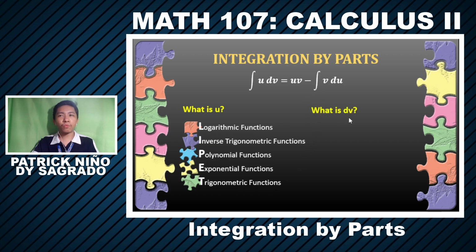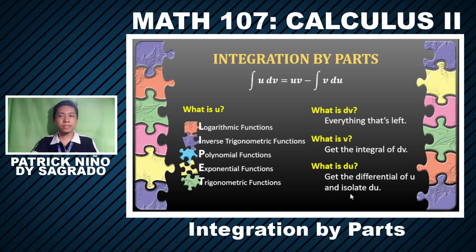So you may ask, what is dv? dv is what's left of the given integral. And what is v? Our v will come from dv, that is, the integral of dv. But what is du in this case? du is the differential of u, and then we isolate du.